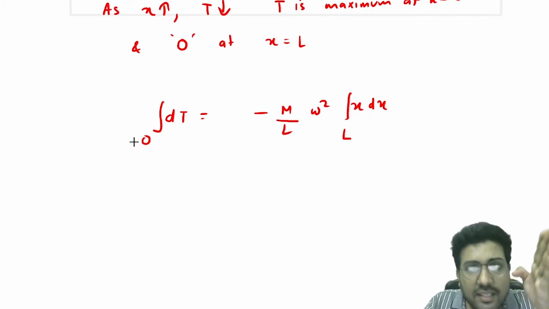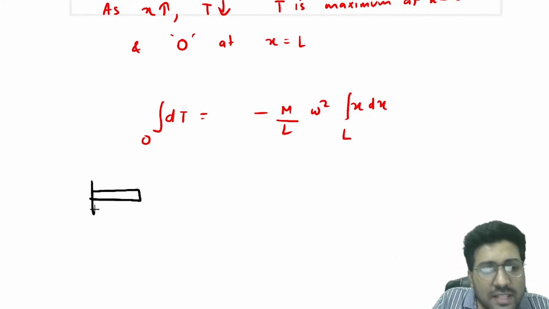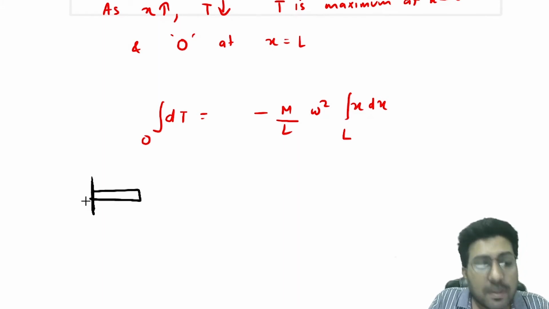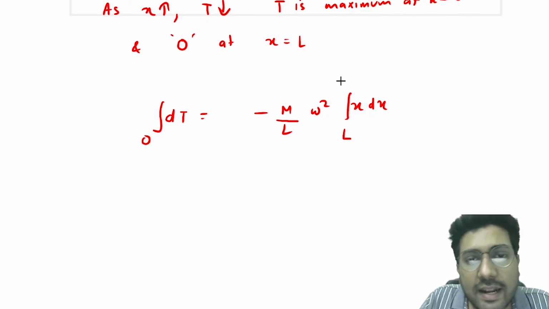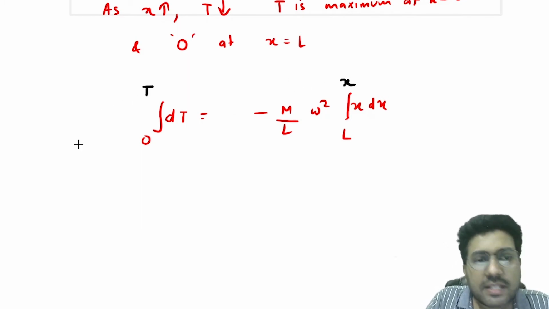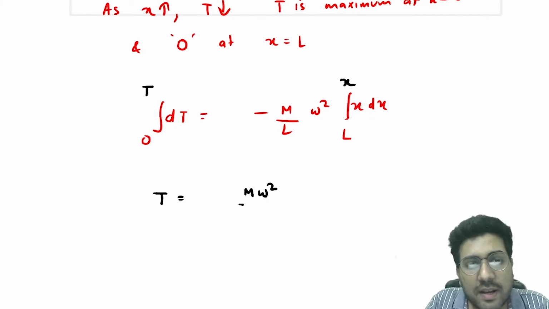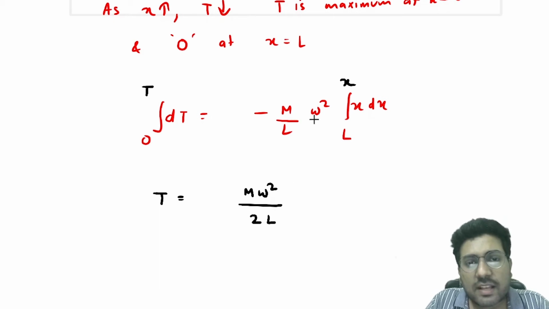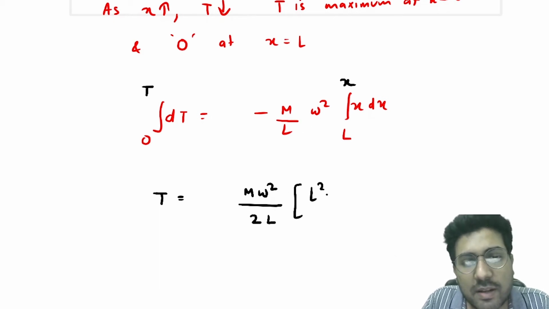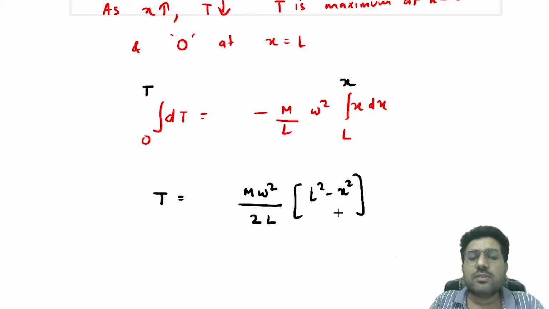And at the starting of the rod, what does that mean? That means the point where there is the axis. That point will have the maximum tension. So from here at any x, let the tension be T. Then you will say T is equal to m omega square by 2L into L square minus x square. When you put the limits, you will get this answer.